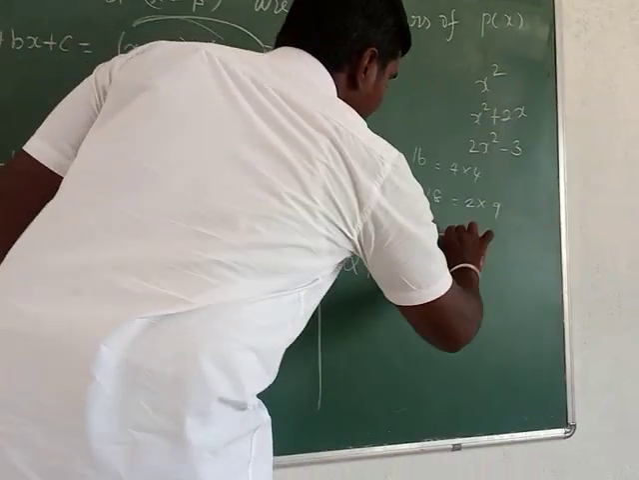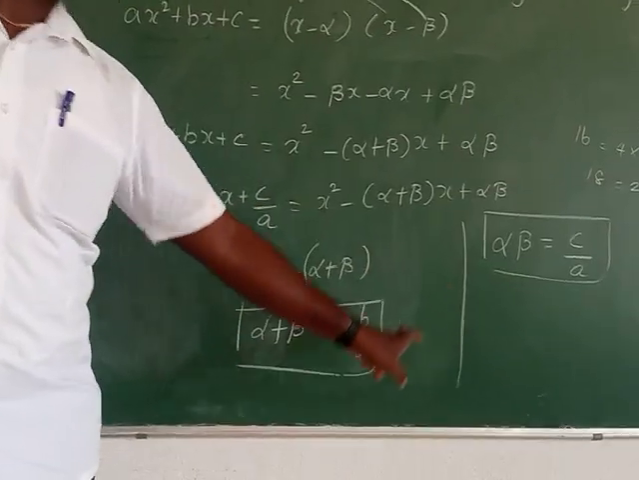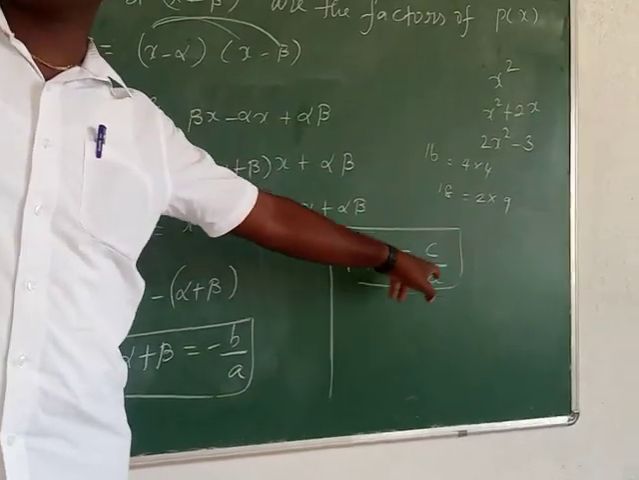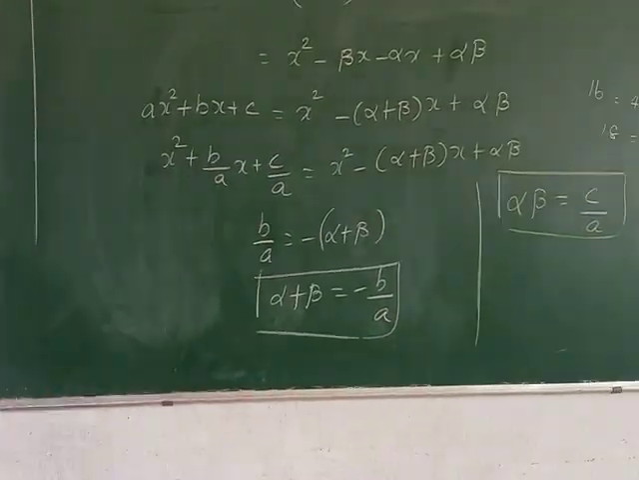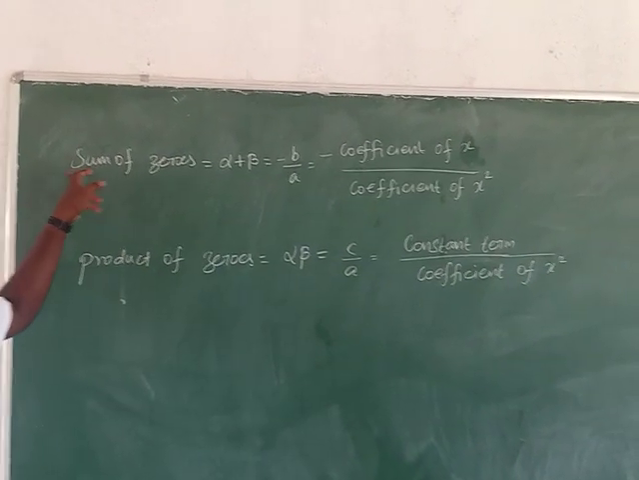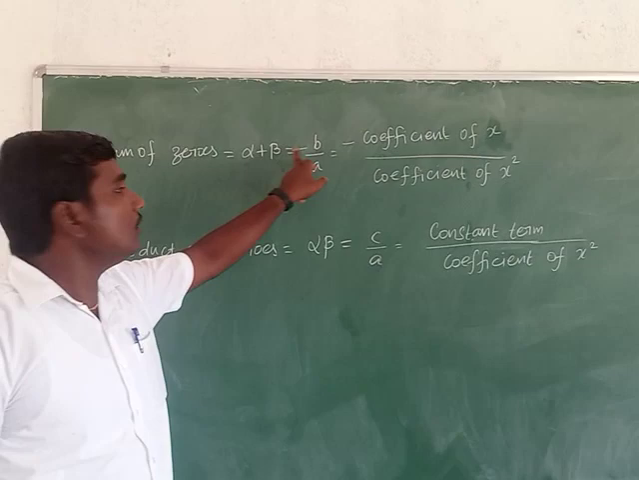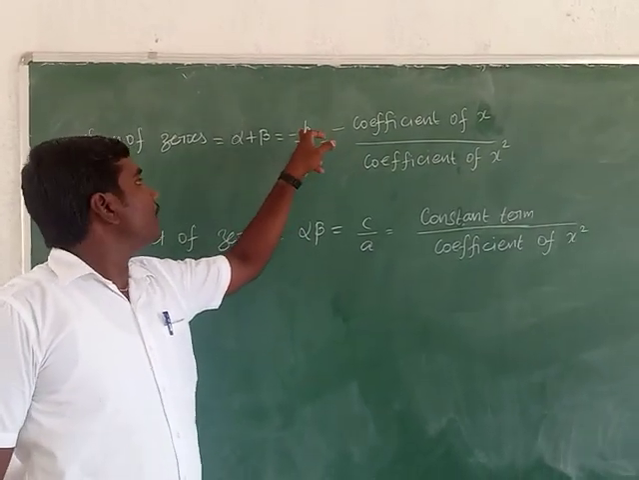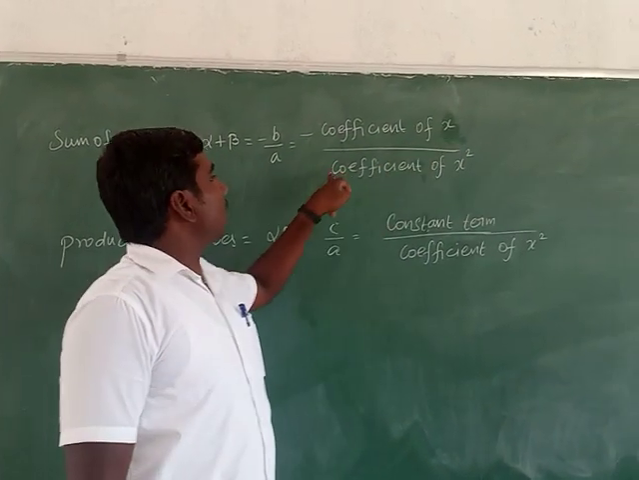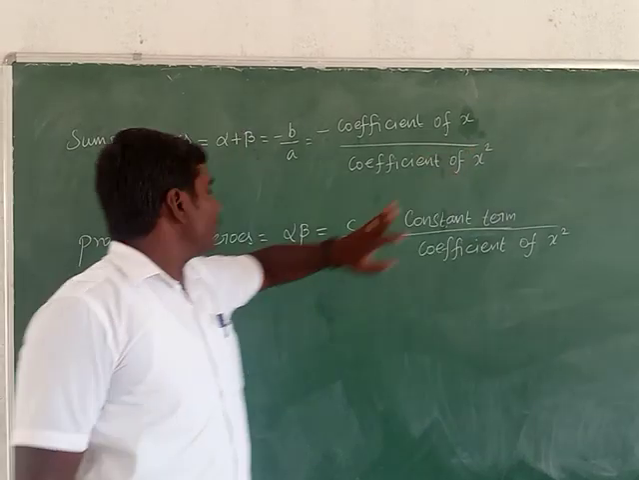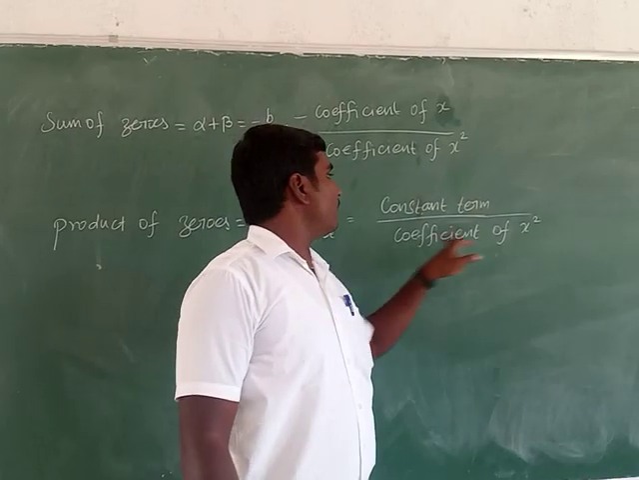This is the relationship between coefficients and zeros. Sum of zeros is equal to minus b by a, and product of zeros is equal to c by a, where c is the constant, a is the coefficient of x square, and b is the coefficient of x. There are two zeros, alpha and beta. Sum of zeros, alpha plus beta, is equal to minus b by a, minus the coefficient of x divided by the coefficient of x square. Product of zeros, alpha beta, is equal to c by a, the constant term divided by the coefficient of x square.